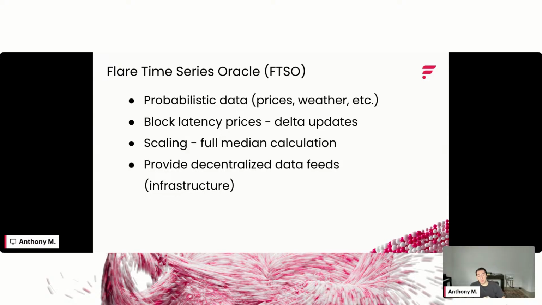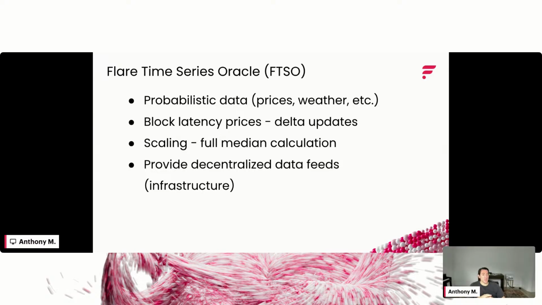We have block latency updates, updating every 1 to 2 seconds, and it's completely free for dApps to read on chain. And they're anchored to the scaling price, which is a full median calculation of the price from all the data providers every 90 seconds. And data providers are incentivized economically to get closer to that price.